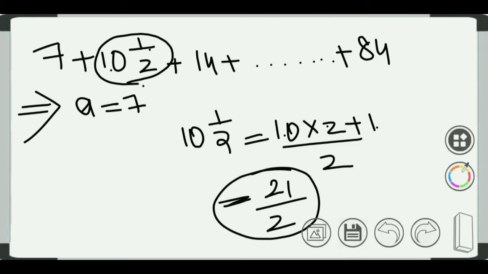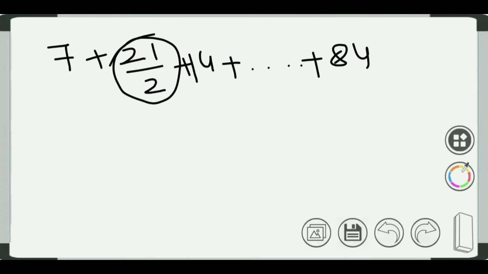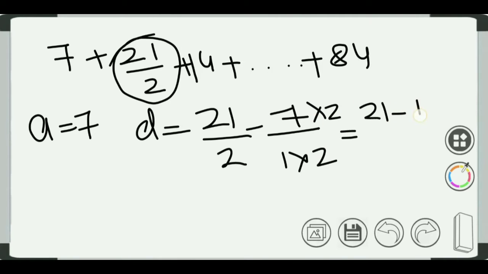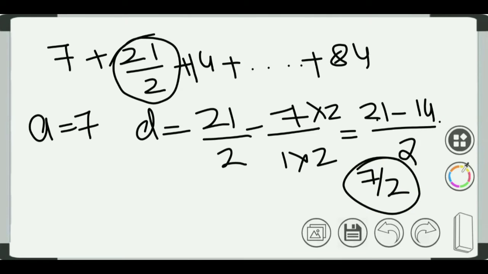So now I have written 21 by 2 instead of 10 1 by 2. So a is equal to 7. d is equal to second term minus first term, that is 21 by 2 minus 7. Taking LCM 2, 21 minus 7 into 2 is 14, divided by 2. So 21 minus 14 is 7. 7 by 2 is your common difference. So first term is 7, common difference is 7 by 2.